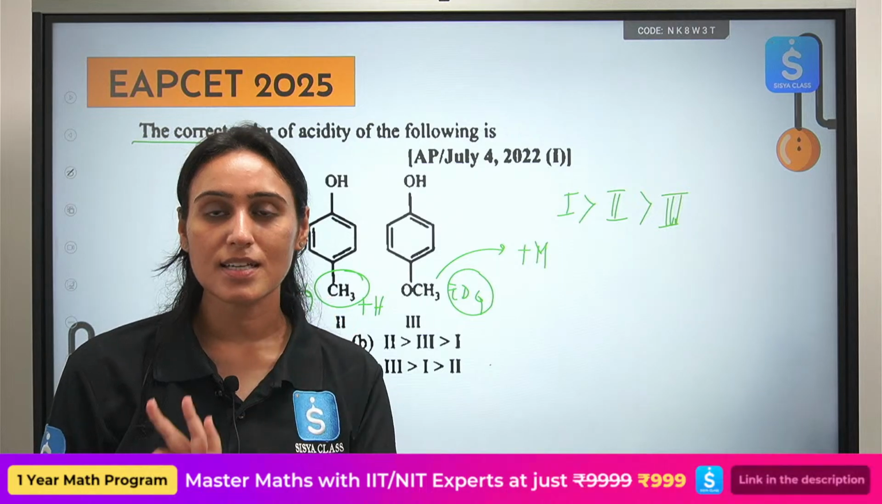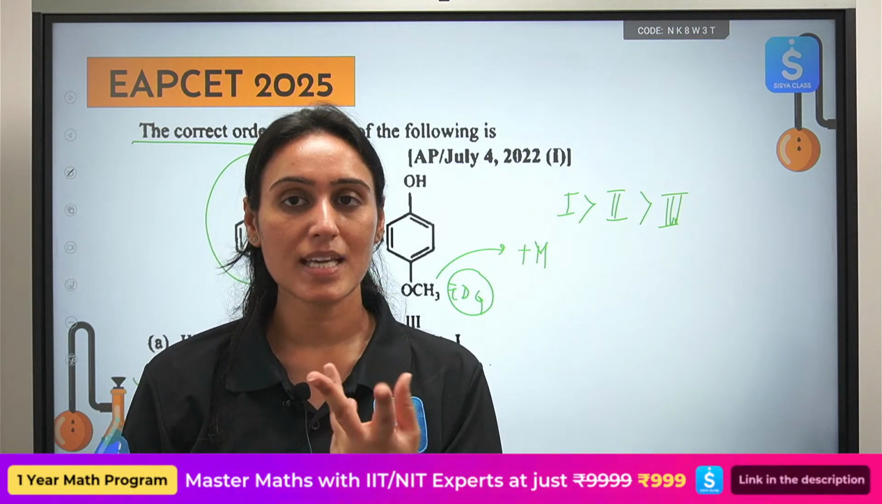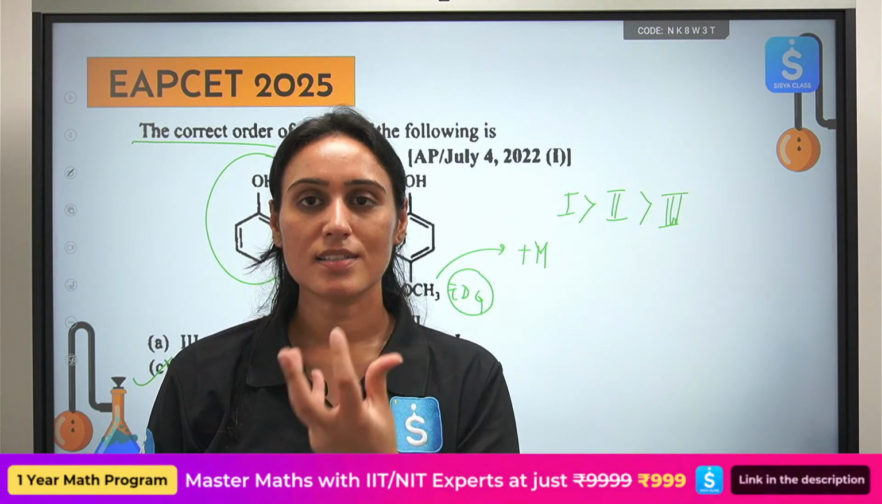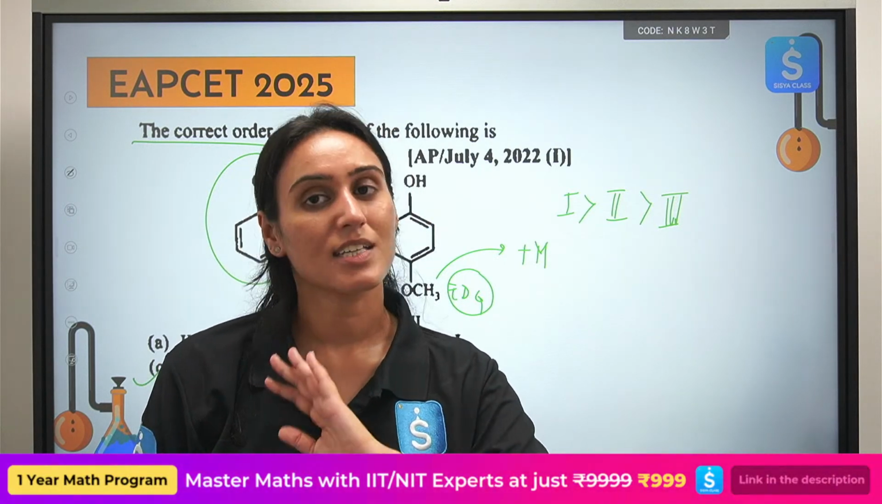Same exact concept. Stability of conjugate base. How do we compare the stability of conjugate base? By attaching some electron withdrawing group to it, because it is a negatively charged species. That is all you have to do.